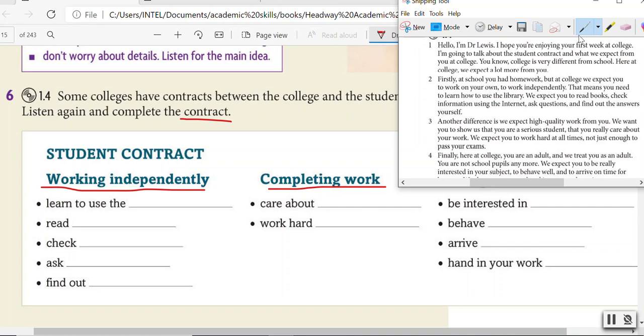Another difference is we expect high quality work from you. We want you to show us that you are a serious student, that you really care about your work. We expect you to work hard at all times, not just enough to pass your exams. Finally, here at college, you are an adult, and we treat you as an adult. You are not school pupils anymore. We expect you to be really interested in your subject, to behave well, and to arrive on time for lectures. We also expect you to hand in your work on time.